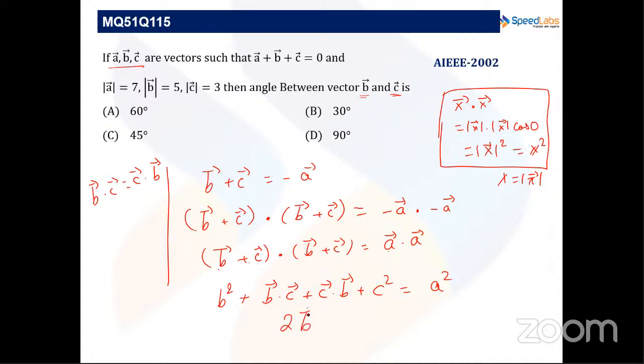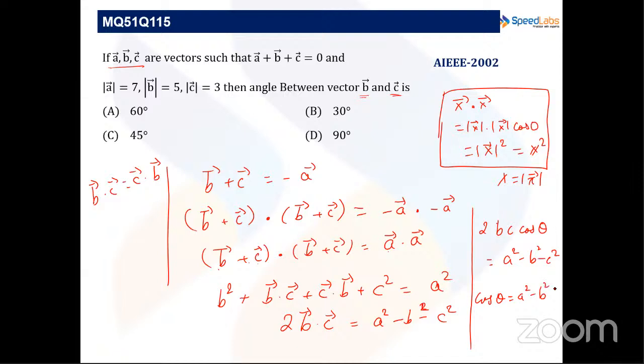So we can see that 2 times b dot c is equal to a square minus b square minus c square. So putting the values, we will be getting 2, and b dot c will be equal to mod b into mod c into cos theta. So we are having cos theta equals a square minus b square minus c square upon 2bc.